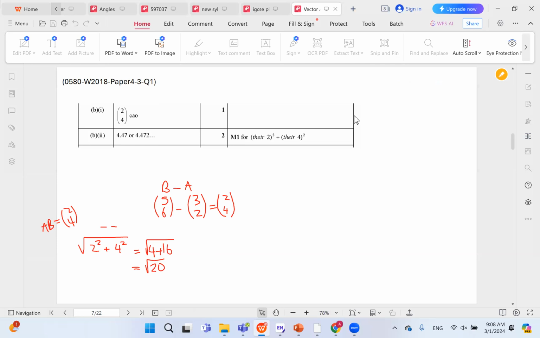Of course, here you can use your calculator to find the value of root 20 if you want to get it in decimals. And this is equal to 4.47 or 4.5. This would be correct. So 4.47 is the accurate answer.